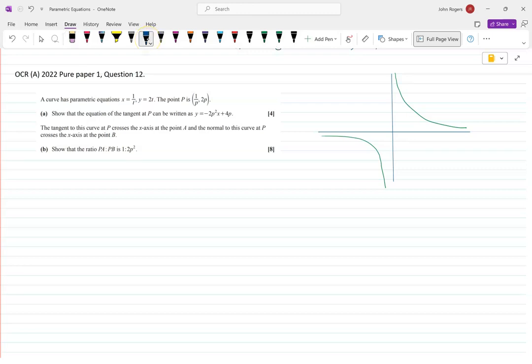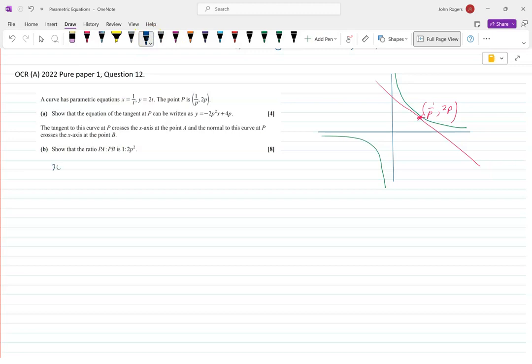So the question is to find the equation of a tangent to this curve, the general equation of a tangent at the point 1 over p, 2p. Well, let's just differentiate it.